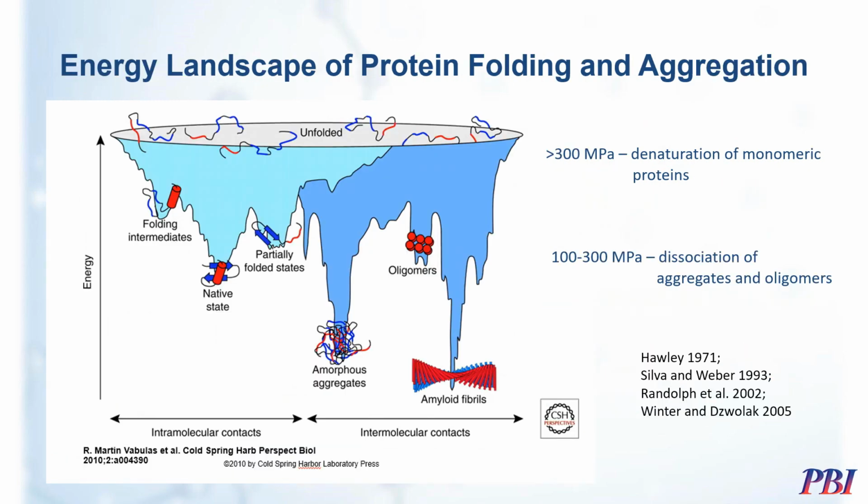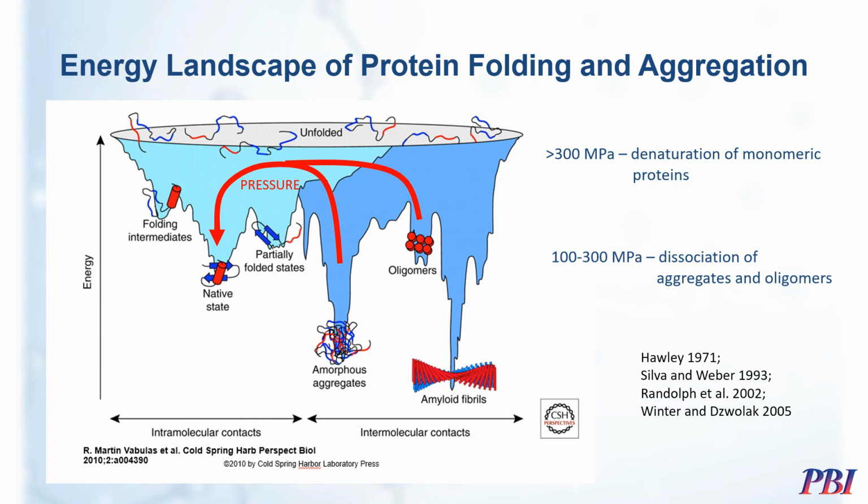This slide shows the popular energy landscape of protein folding and aggregation diagram. It shows minimal energy states that sometimes correspond to non-native structures such as amorphous aggregates or amyloid fibrils that could perhaps be even more energetically favorable than native protein structures. However, if one applies the pressure to some of these structures, refolding could be carried out.